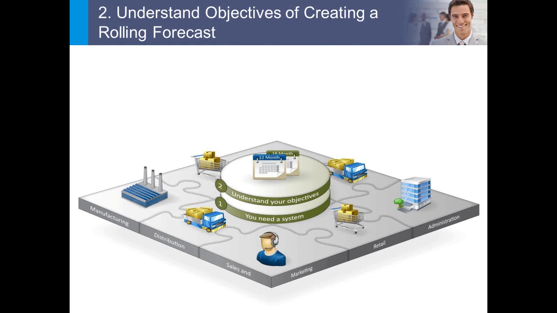So as you go into designing a rolling forecasting system, you're going to need to really understand what the objectives of putting this into place are. And once you have a clearer view as to what type of information you're expecting to get out, you're going to be able to crystallize the vision for what information you're going to be putting into the system.